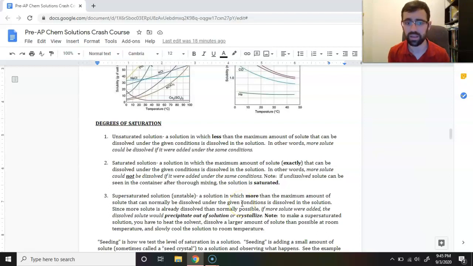So let me say that again. More than the amount that can normally be dissolved is dissolved. And I don't mean that it's in the container, I mean it's dissolved. You can't see it. It's completely dissolved.